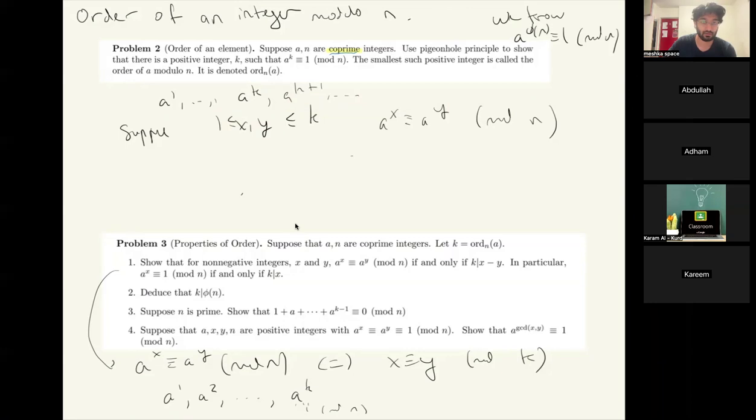Because if we have X not congruent to Y mod K, then X minus Y is congruent to M for some M, and M is not 0, and so X minus Y equals K times L for some integer L plus M. And then A to the X minus Y is congruent to A to the M, congruent to 1, since A to the Y is co-prime to N.